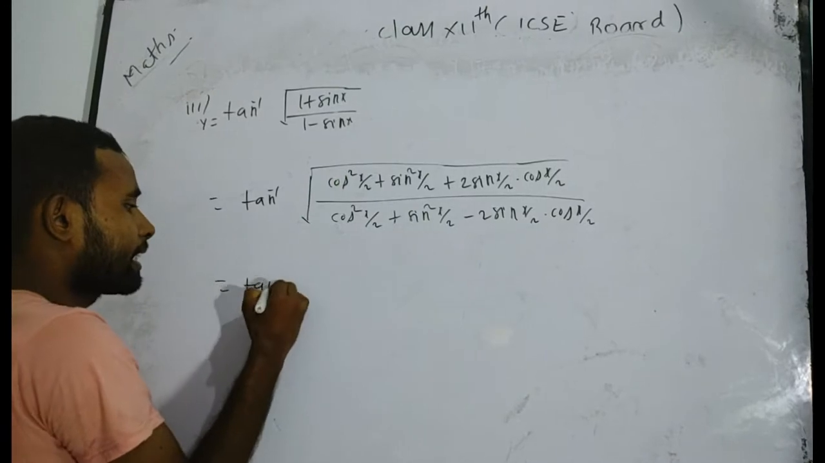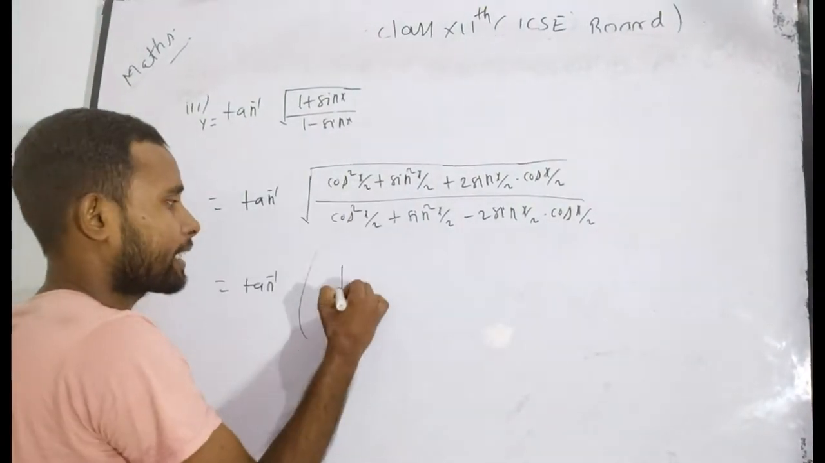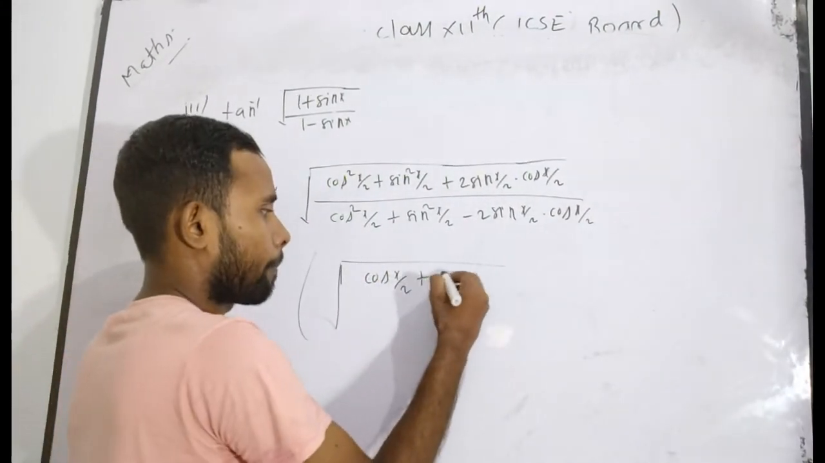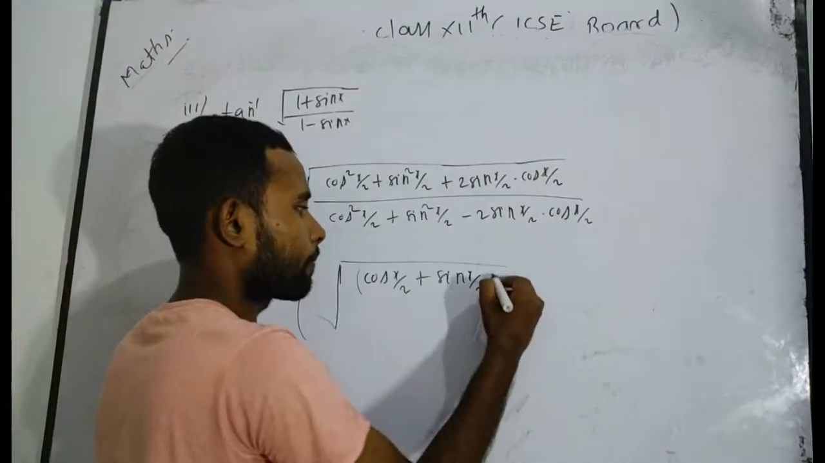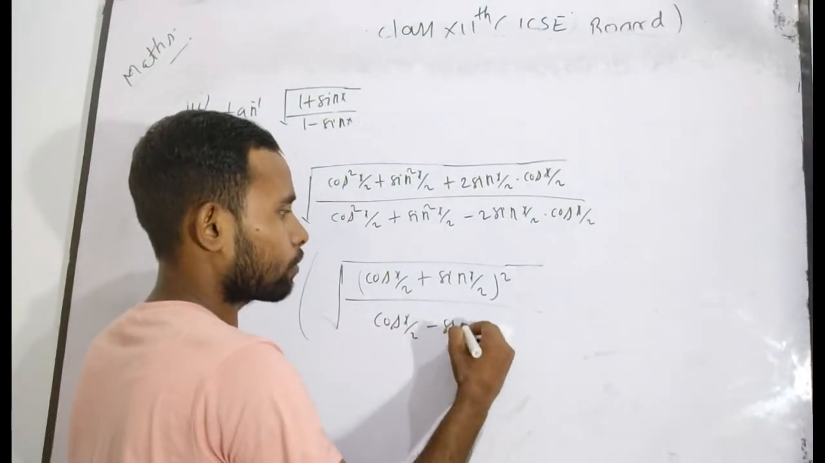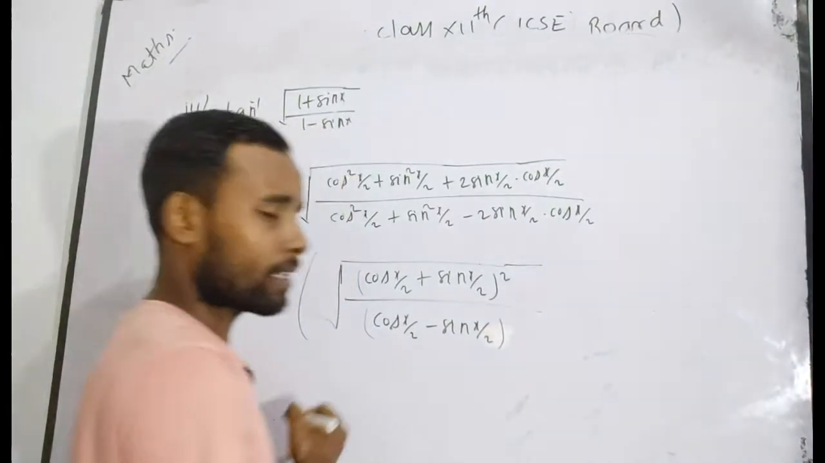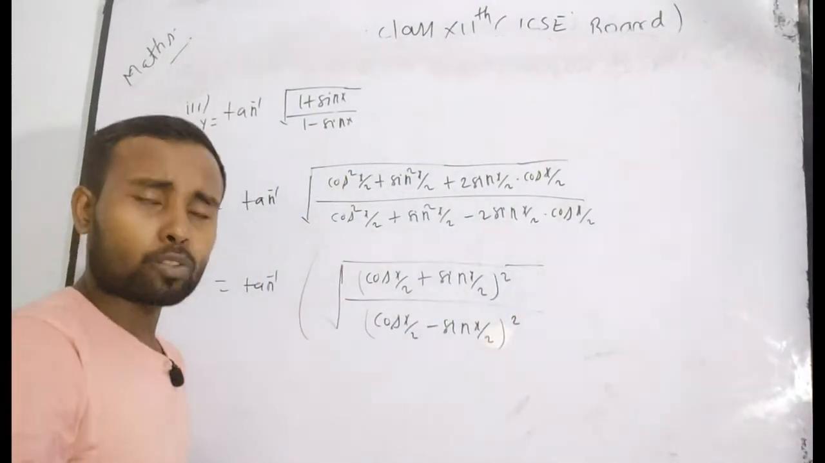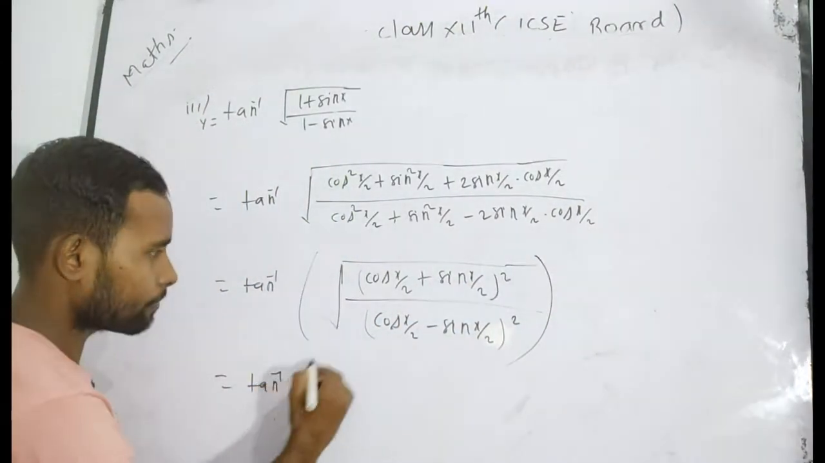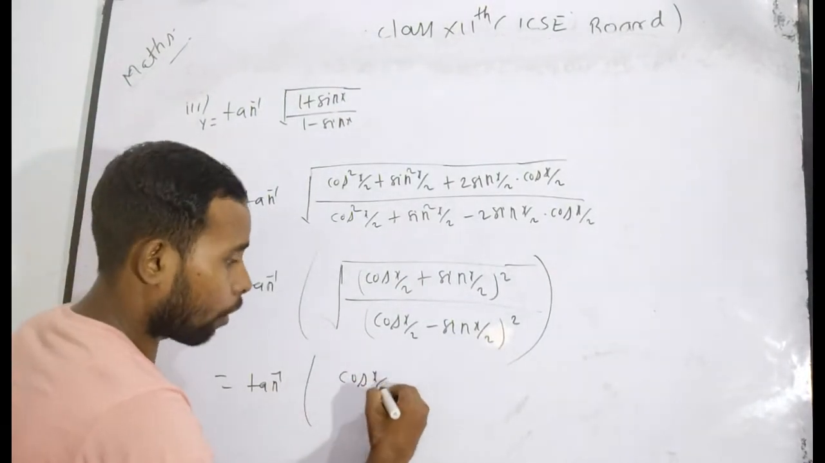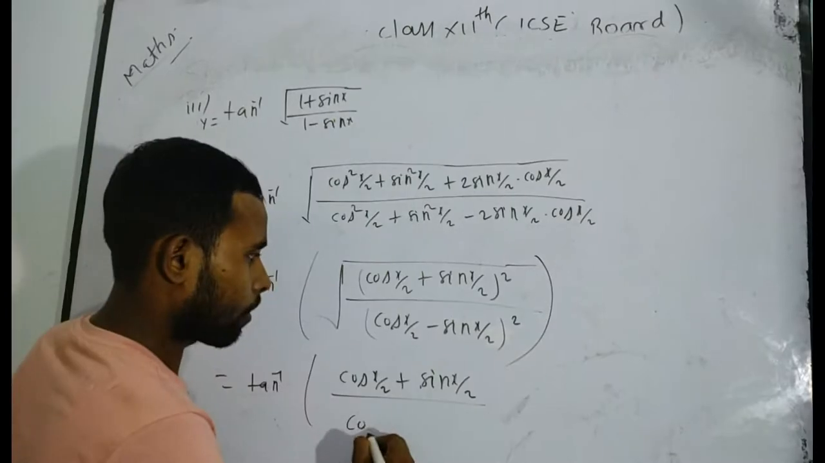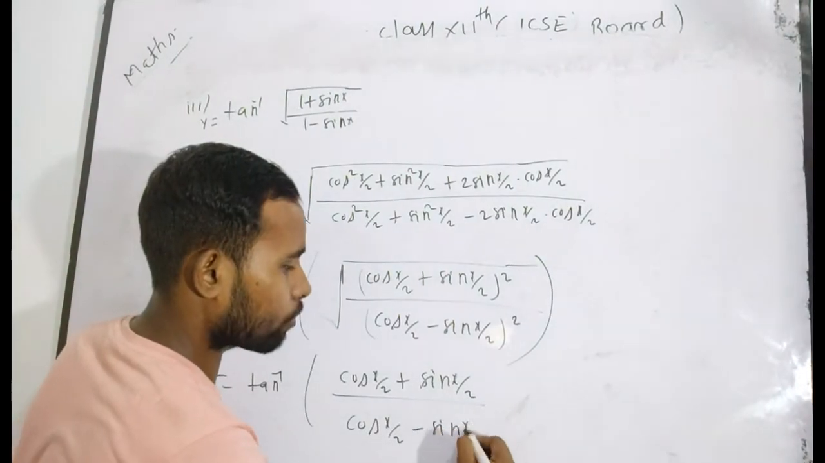Now here it is tan inverse. In the numerator, you can write (cos x by 2 plus sin x by 2) whole square, while in the denominator, in a similar way, you get (cos x by 2 minus sin x by 2) whole square. I think you understand very well. Have you understood? Now, after taking out of the root, it will be tan inverse (cos x by 2 plus sin x by 2) divided by (cos x by 2 minus sin x by 2).